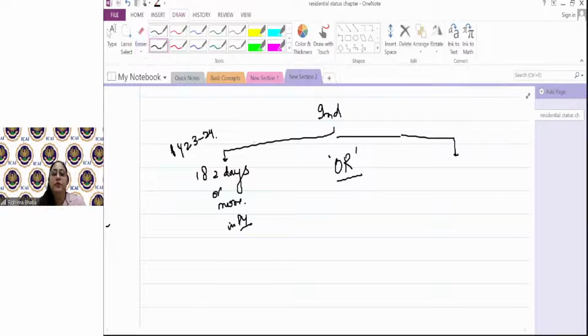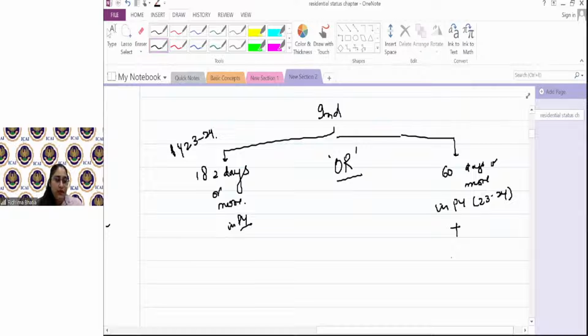So here the term which is being focused is "or". If he's not in India for 182 days or more, then he should be in India for at least 60 days or more in the previous year, that is previous year 23-24. ये हर साल determine करना है, okay? Plus 365 days or more in preceding 4 years.